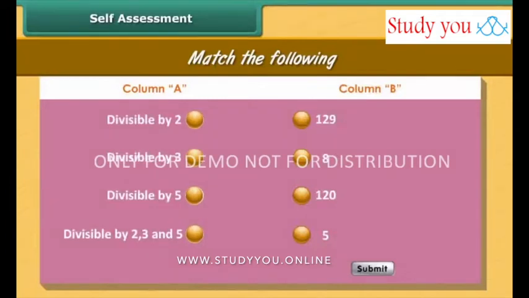Students, let us check what you have learnt about divisibility rules. Match the options in column A with the correct options in column B.